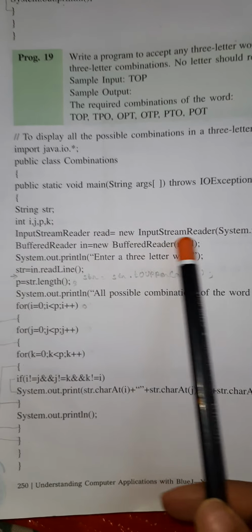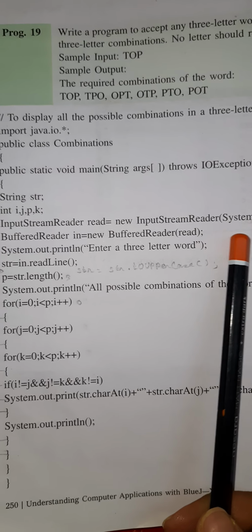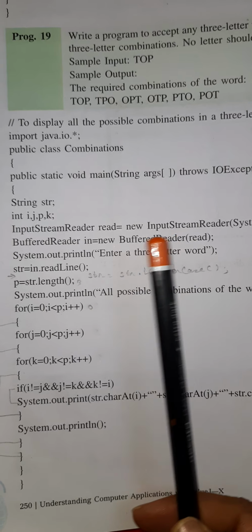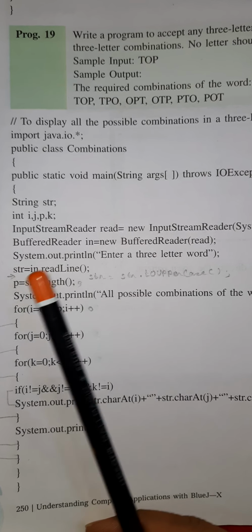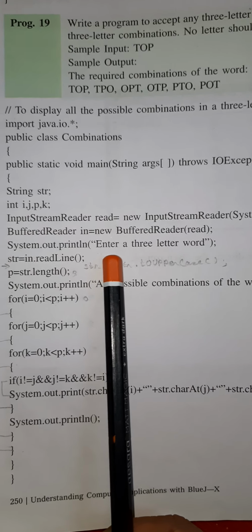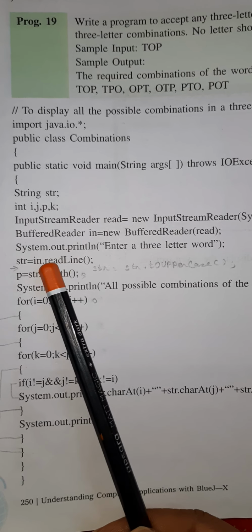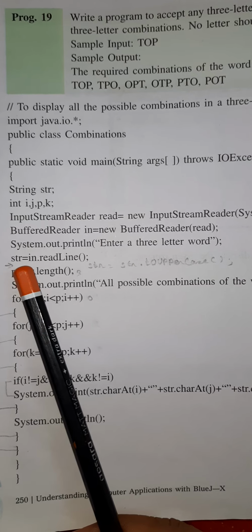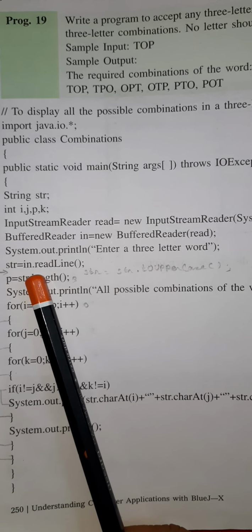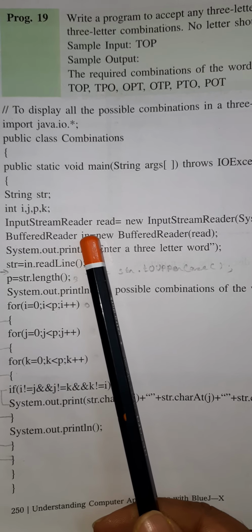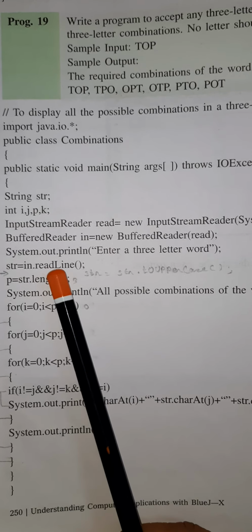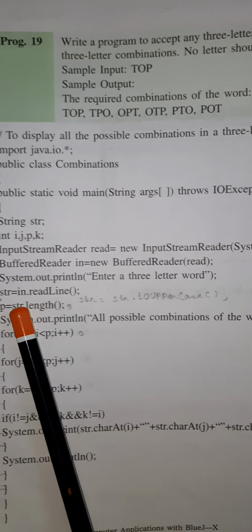Here we are using BufferedReader as an object to create. Now we have created a BufferedReader object. So here System.out.print: enter 3-letter word. Since we are using BufferedReader, we take readLine, str equal to br.readLine, the BufferedReader object dot readLine. So we have entered the string.